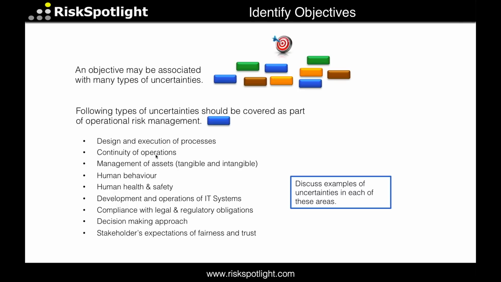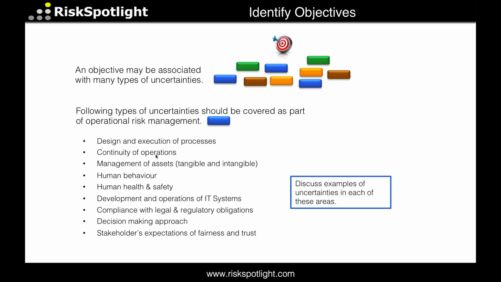Yeah, so Ishwara said strike. If a strike is called and our employees are not able to come into the bank branches to serve the customer, we've got natural disaster. There could be a pandemic. Okay, so those are good examples of uncertainties which fall into that continuity of operation category. Then let's look at the third one, management of assets.